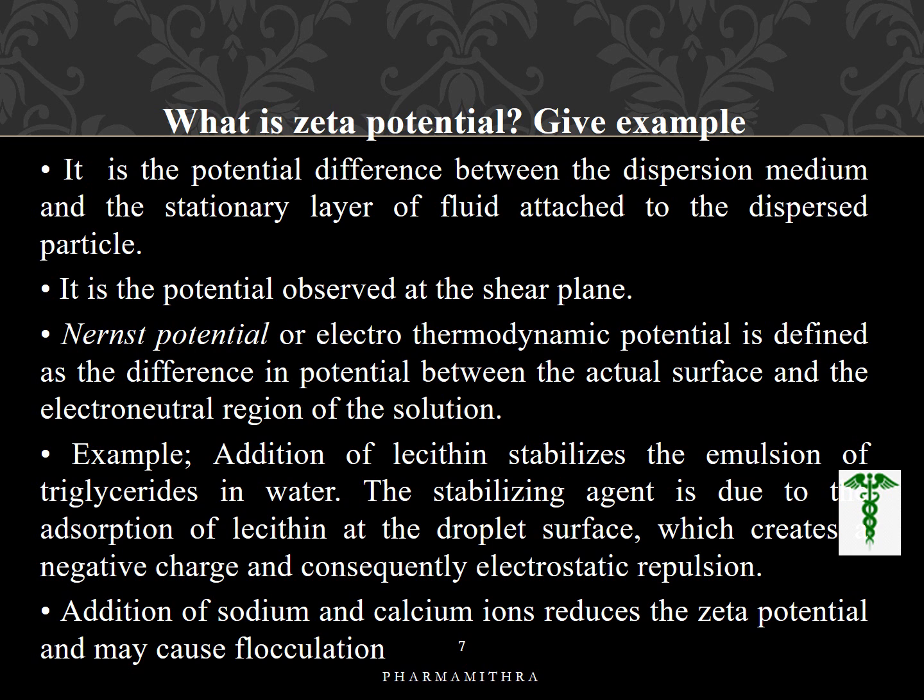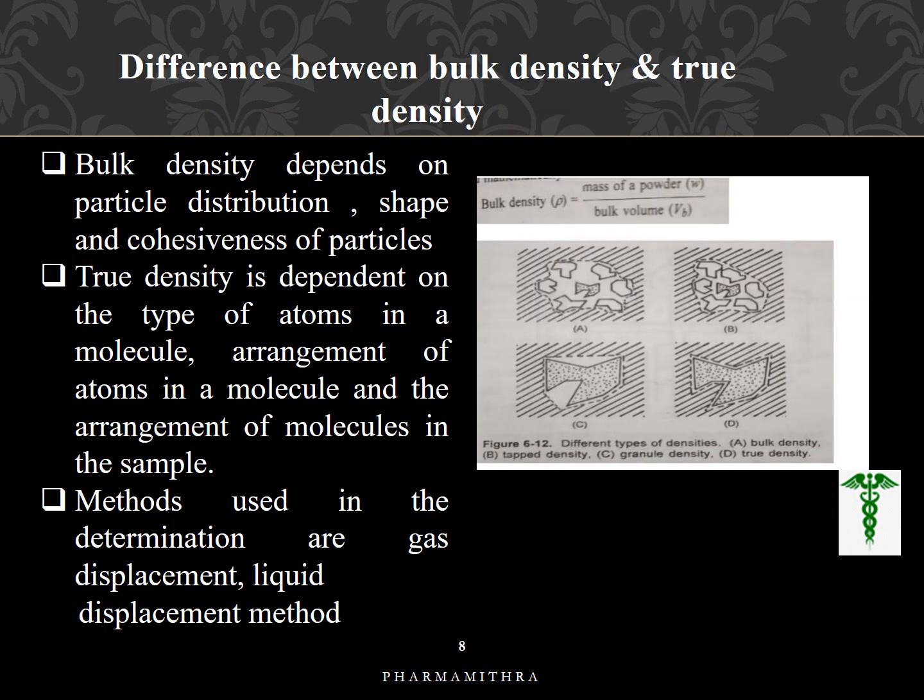Whereas Nernst potential is also called electrothermodynamic potential. It is the difference in potential between the axial surface and the electroneutral region. They are telling us to add an example. If you are adding lecithin, it will stabilize the triglyceride. So if you are adding a stabilizing agent, it will adsorb on the surface and consequently avoid the electrostatic action.